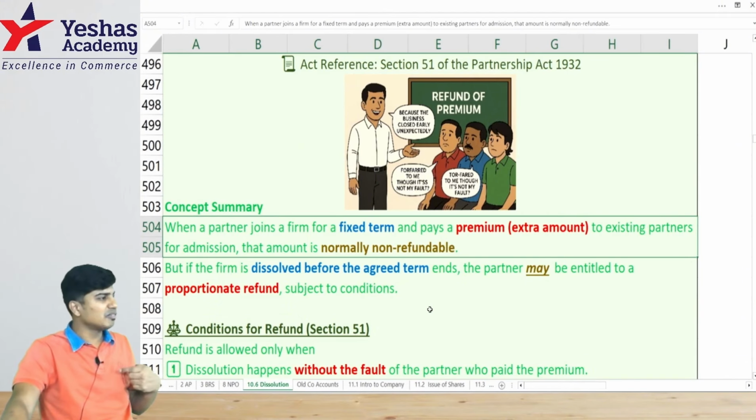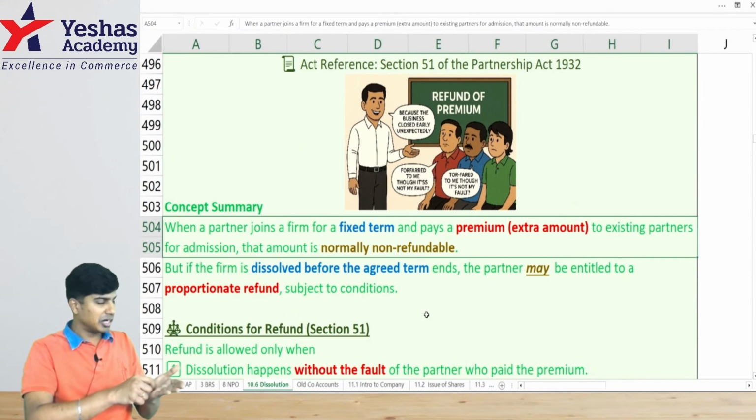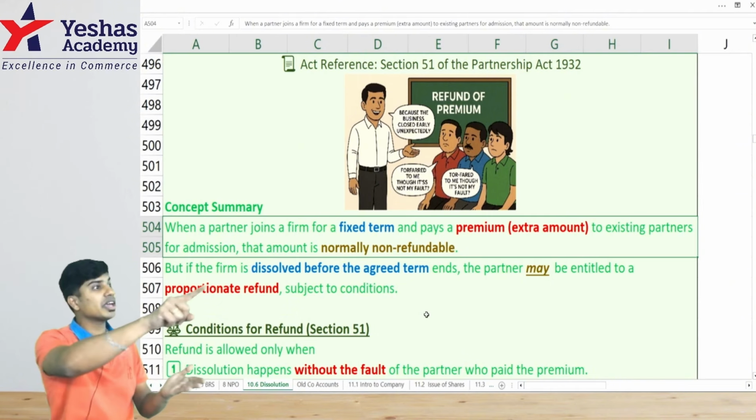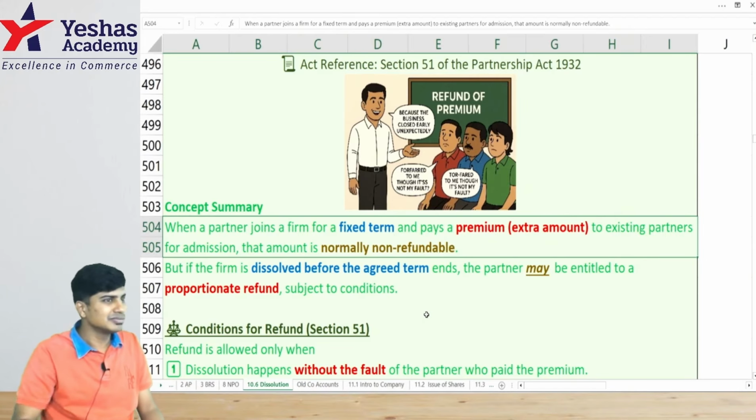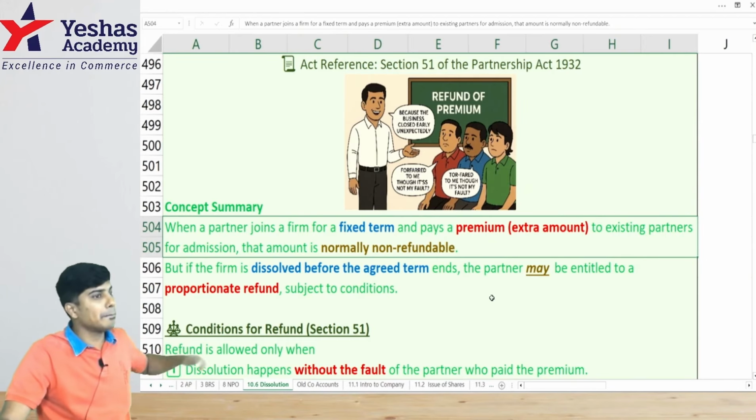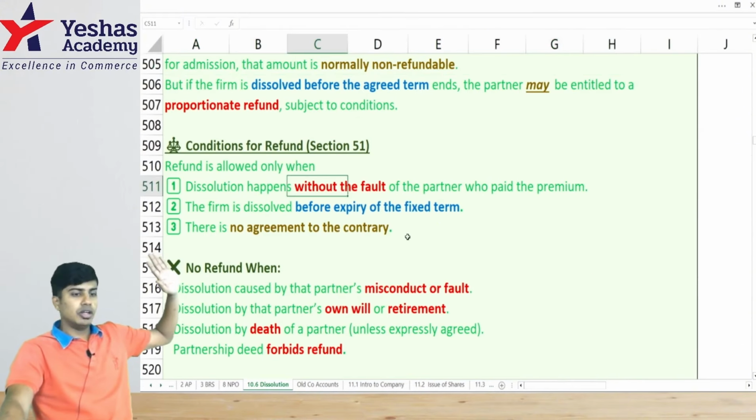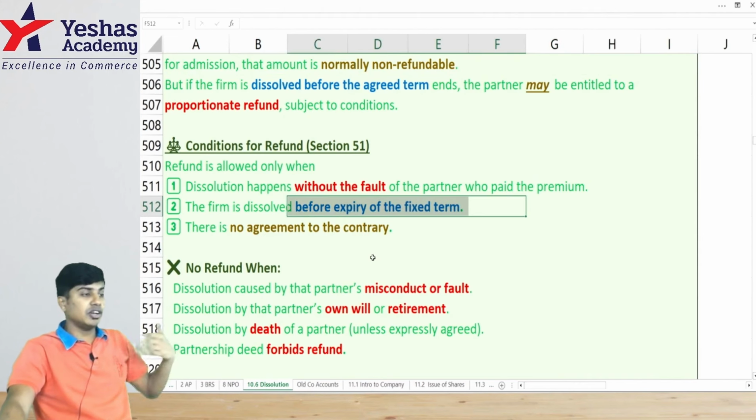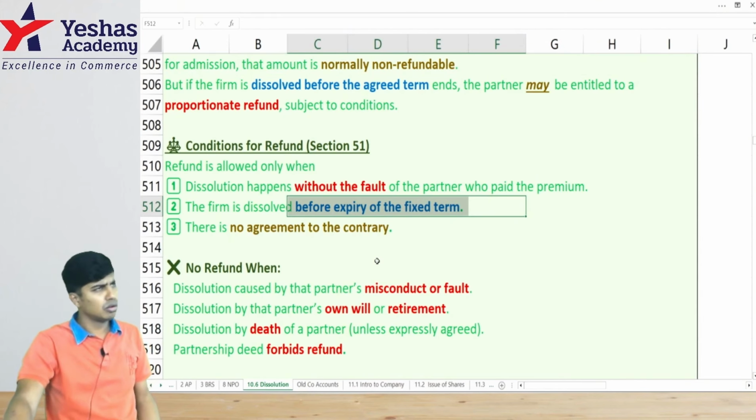It should not be because of my fault. And in the partnership agreement deed, if you have written that in no case will the refund be made, then again I won't get it. Why? I signed it. You understand? So it may be refunded proportionately. What are the conditions? Without my fault, the firm should be dissolved, and it should be dissolved before the end of the term. You promised 10 years. If 10 years is over, can I ask for a refund? No.